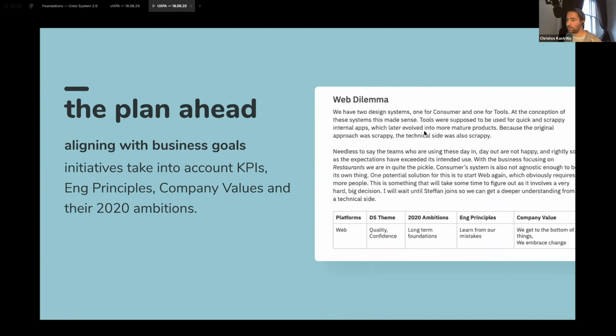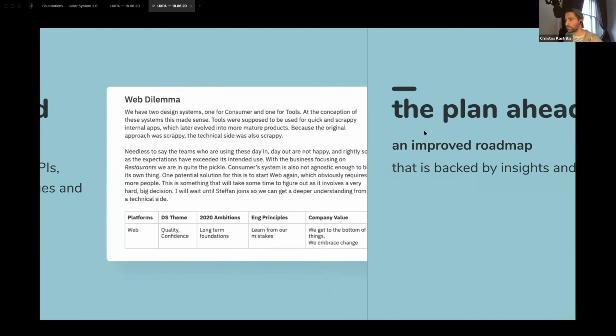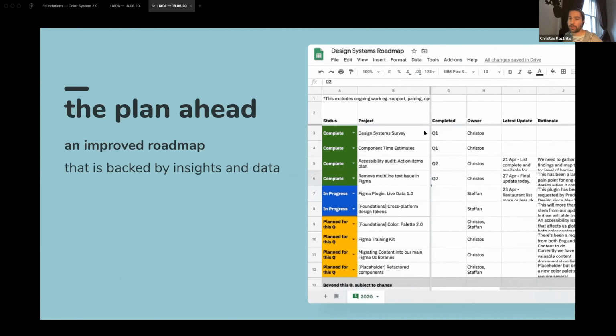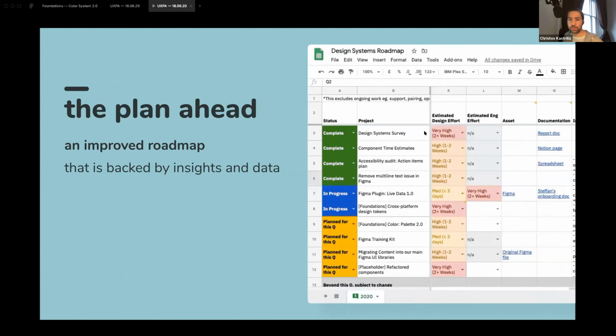Now our opportunities were better aligned with the business. So we were able to take into account KPIs, engineering principles, company values, and also their 2020 ambitions, further adding weight to the work that we are doing. And ultimately we ended up with an improved roadmap that's backed by all these insights and data, that has defined focus areas and KPIs and engineering principles and a bunch of that stuff.